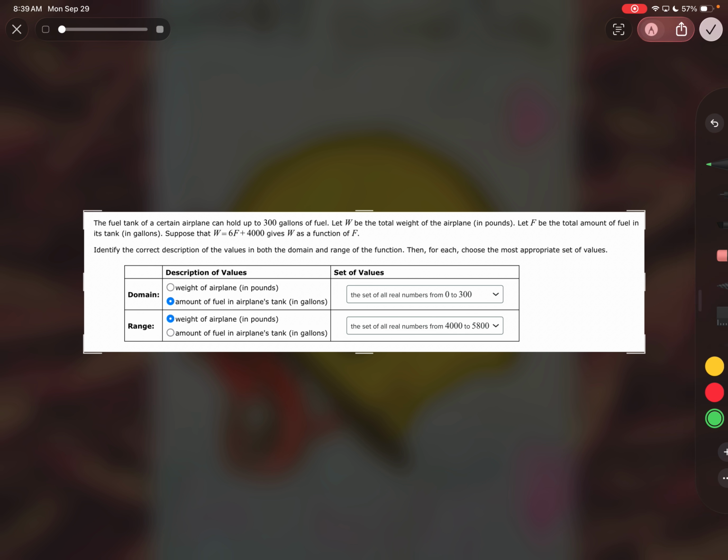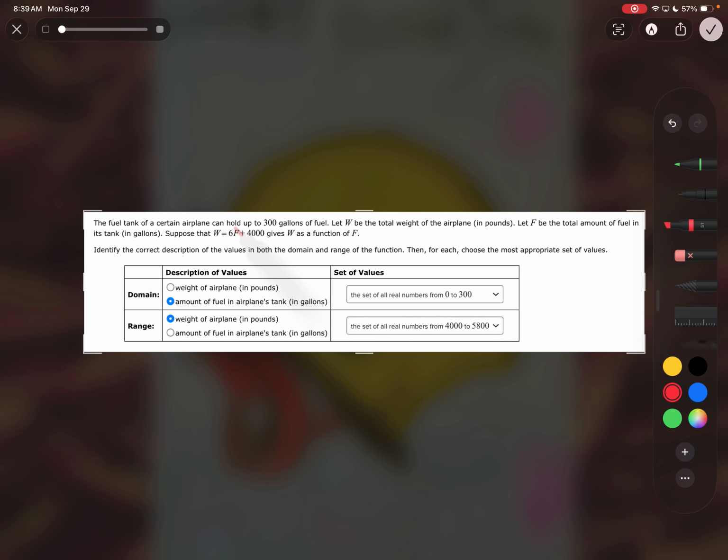The easy way to probably do this is to say whatever this is going to be my domain. And then whatever you're trying to find is going to be my range. So F is my total amount of fuel. My range is my weight. And then it says to find the set of values that would work. So we know it can hold up to 300. So that's where they get the 0 and 300. You can't have negative fuel.